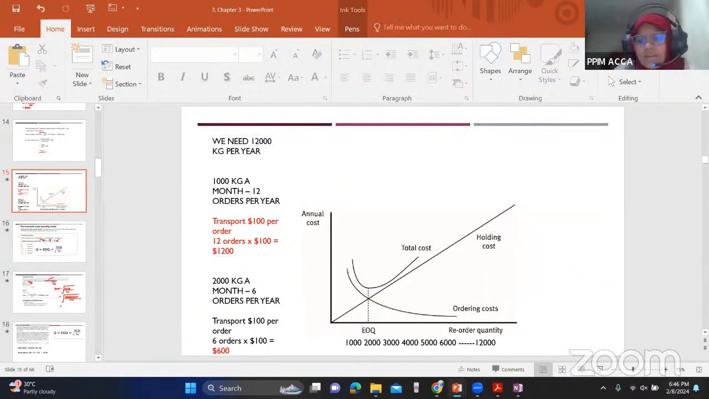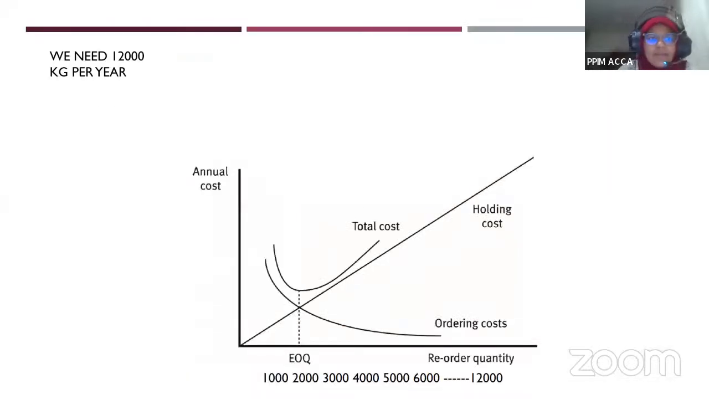Let's say, for example, we need 12,000 kilos of some, let's say, plastic every year. Okay, so that is our material. Now, as a business, we can take a decision, right? We can order maybe 1,000 kilos a month. And if we do that, then the supplier will come to our factory and deliver 12 times a year, because 1,000 kilos a month means every month they will come and deliver 1,000. Ultimately, for 12,000 kilos, they would have come 12 times.